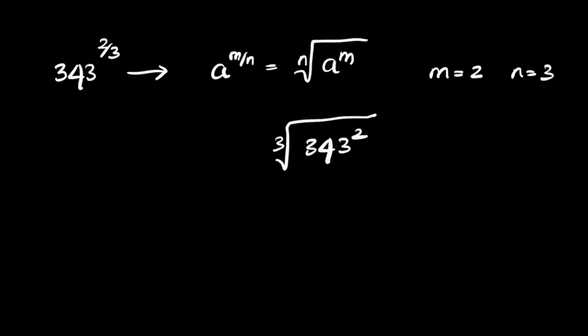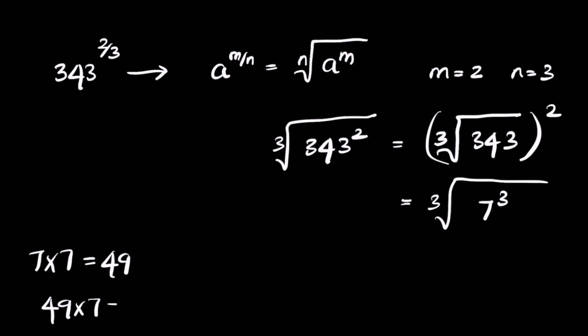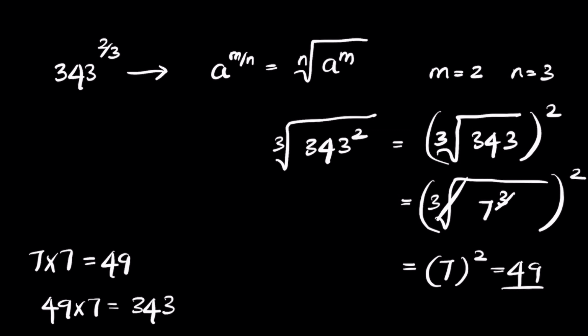Now what is 343? So what you can also do is, because this square can be anywhere, you can write it as (cube root of 343) whole square. So cube root of 343, how would you write it? 343 is 7 cube. If you remember, 7 times 7 is 49, and when you multiply 49 times 7, you get 343. So the whole square now. The cube and the cube root get cancelled. So you'll be left with 7 square, which gives you the final value 49.